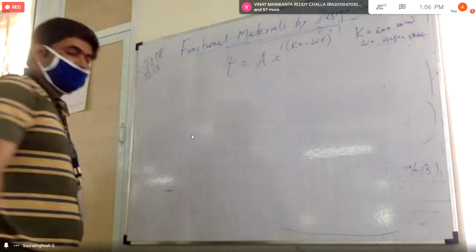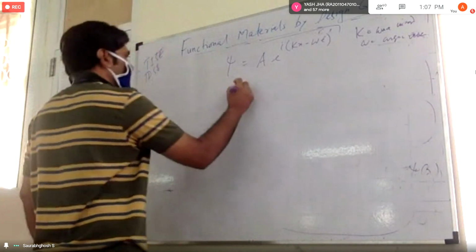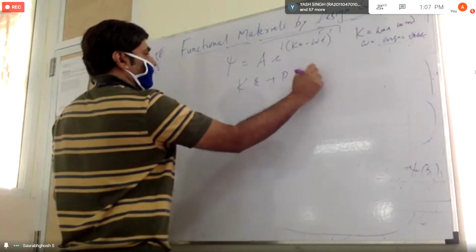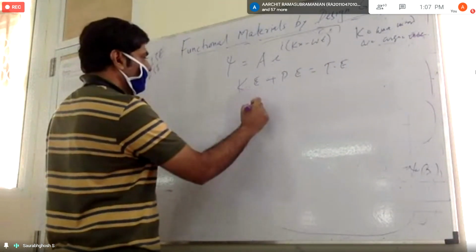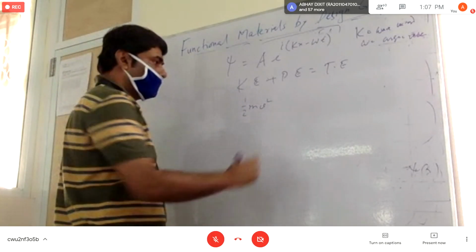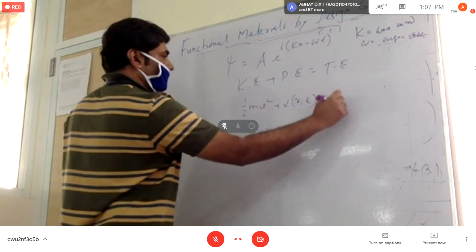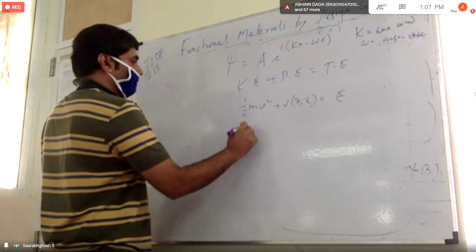Okay. Now we know that the total energy of the system, that is kinetic energy plus potential energy, is equal to the total energy of the system. The kinetic energy means half mv squared, and the potential energy is a function of both x and t. That is the total energy of the system, E.